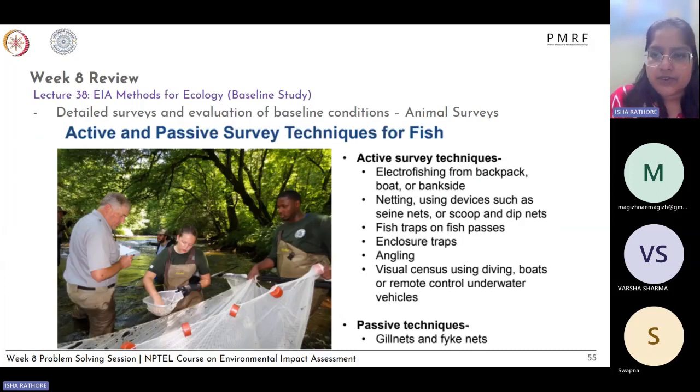Then for animal surveys, we have active and passive surveys. For fishes, active survey techniques include electrofishing from backpack, boat, or bankside, netting using seine nets or scoop or dip nets, fish traps or fish passes, enclosure traps, angling, and visual sensors using diving boats or remote-controlled underwater vehicles. Whereas your passive techniques include gill nets or fyke nets. So you count the number of fish species you can find based on these techniques.